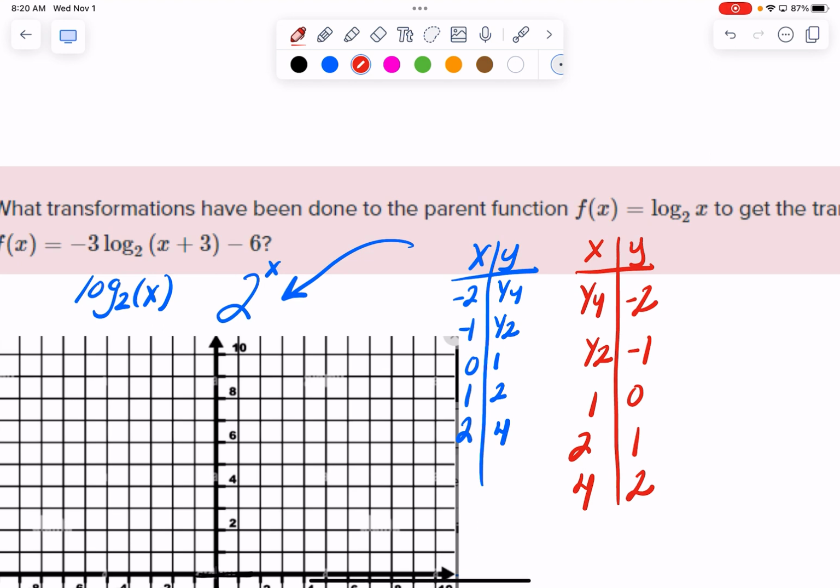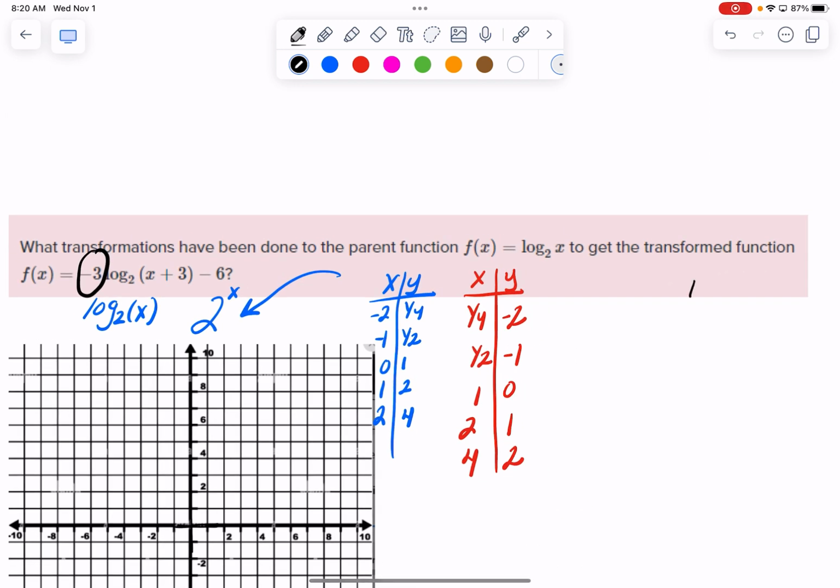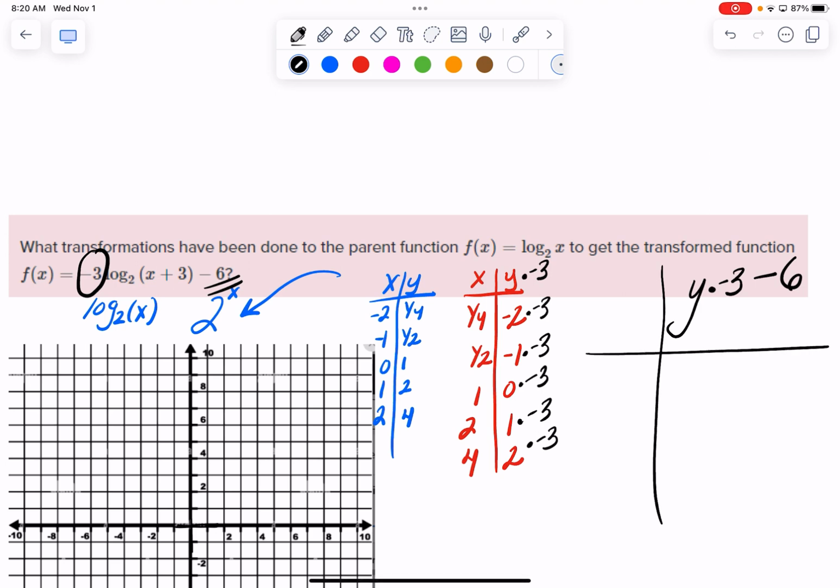Now that these are our log points, we can apply the transformation. When we have a -3 in front, does it go to x's or y's? So take your y's, times them by -3. I'm showing my work here. I'll just write it out. Then right here, you're saying down 6. Yeah. So that goes to our y's, so we'll be minusing 6. I'm just writing the equation of what happened. So then I'll minus 6 from each of the y's.